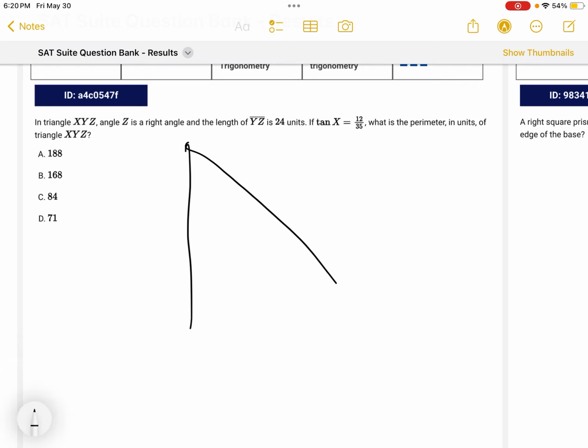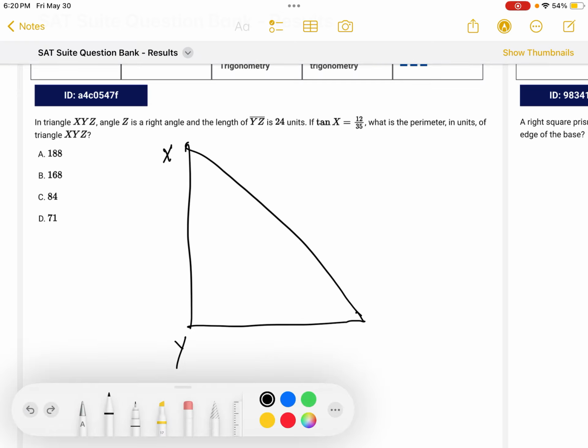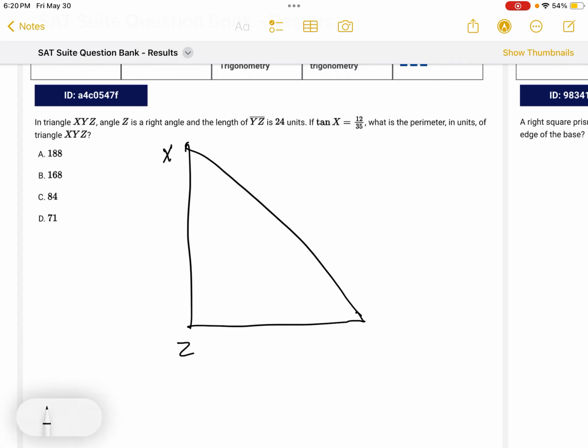Okay, let's draw our triangle XYZ. So this is X, Y, Z. They said Z is the right angle, right? So this is Z and this is Y. So Z is the right angle. The length of YZ is 24. If tangent of X is 12 over 35, what's the perimeter in units of triangle XYZ?